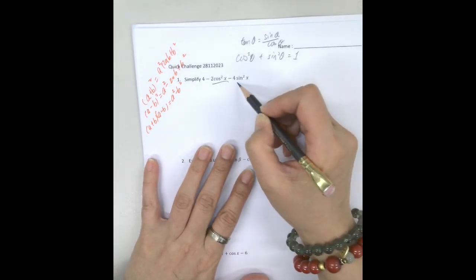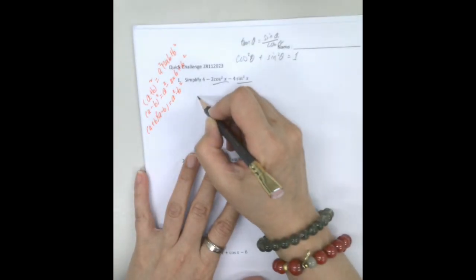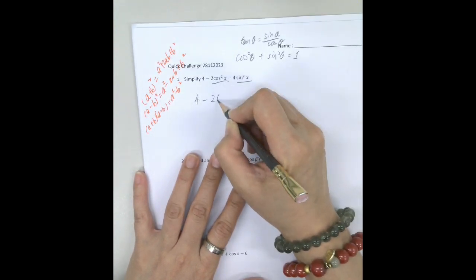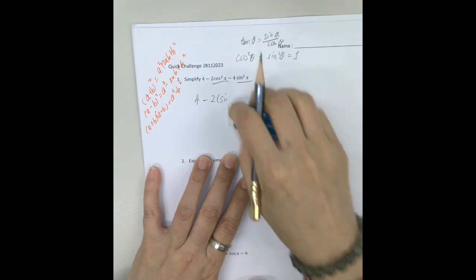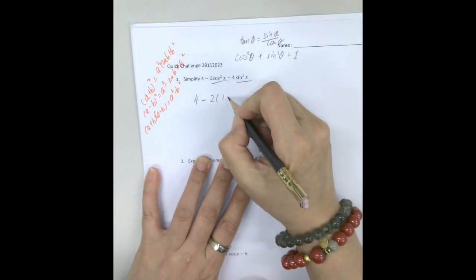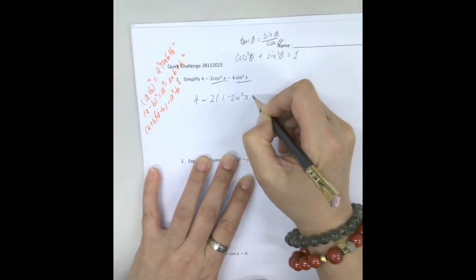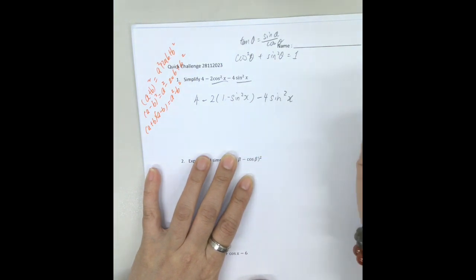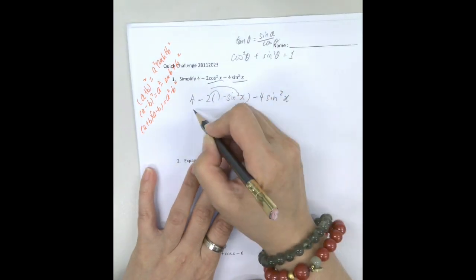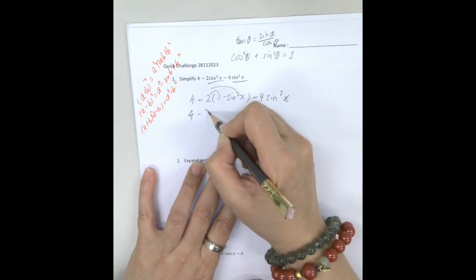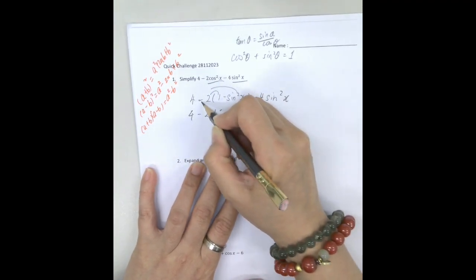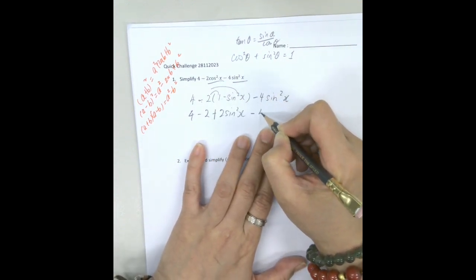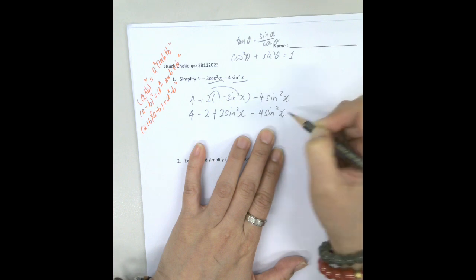I got the sine and the cosine. I cannot take that, so what I can do is try to change one of them into sine. So cos squared x will become 1 minus sine squared x. And then the rest of them, I didn't move, so I just copy it. Then moving on, I expand that. We have 4 minus 2, minus becomes plus, 2 sine squared x, and then minus 4 sine squared x.